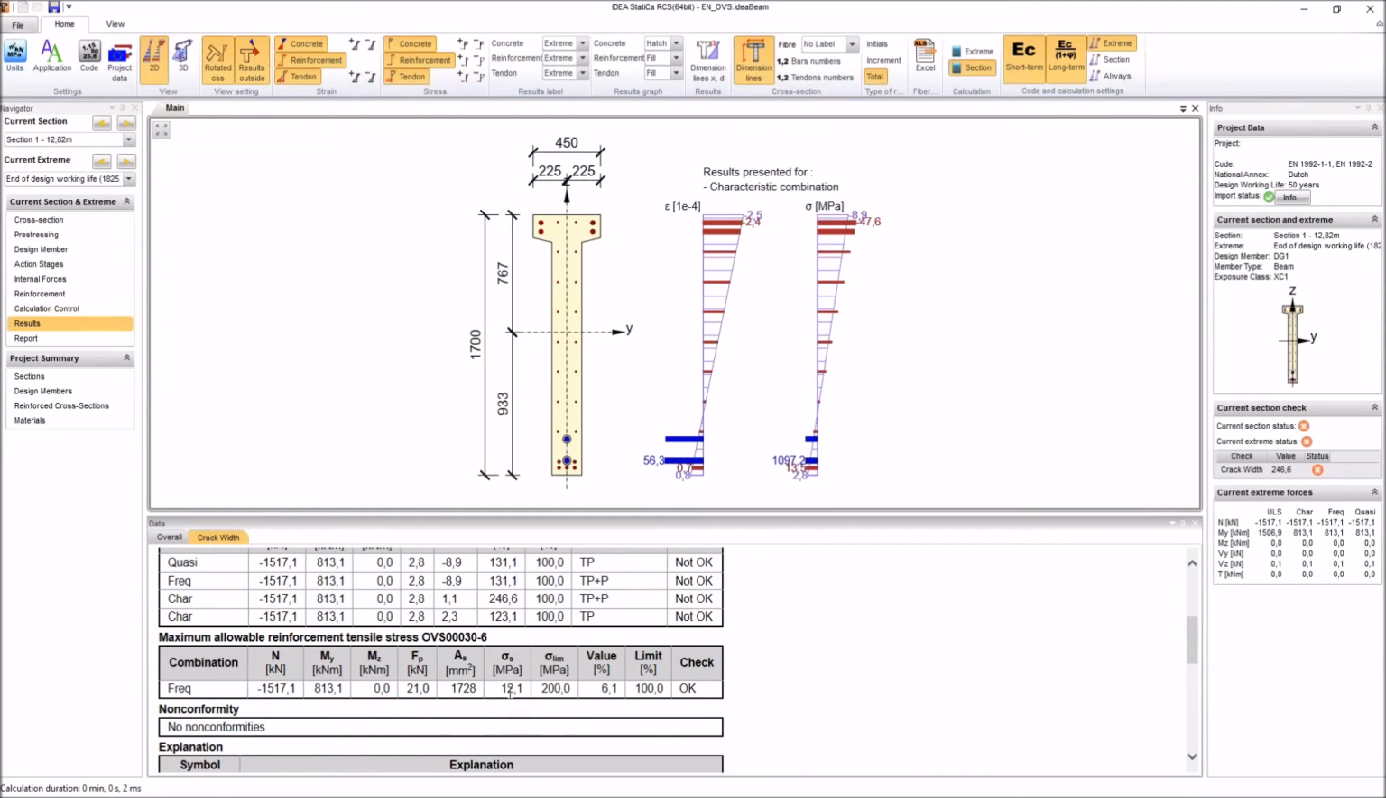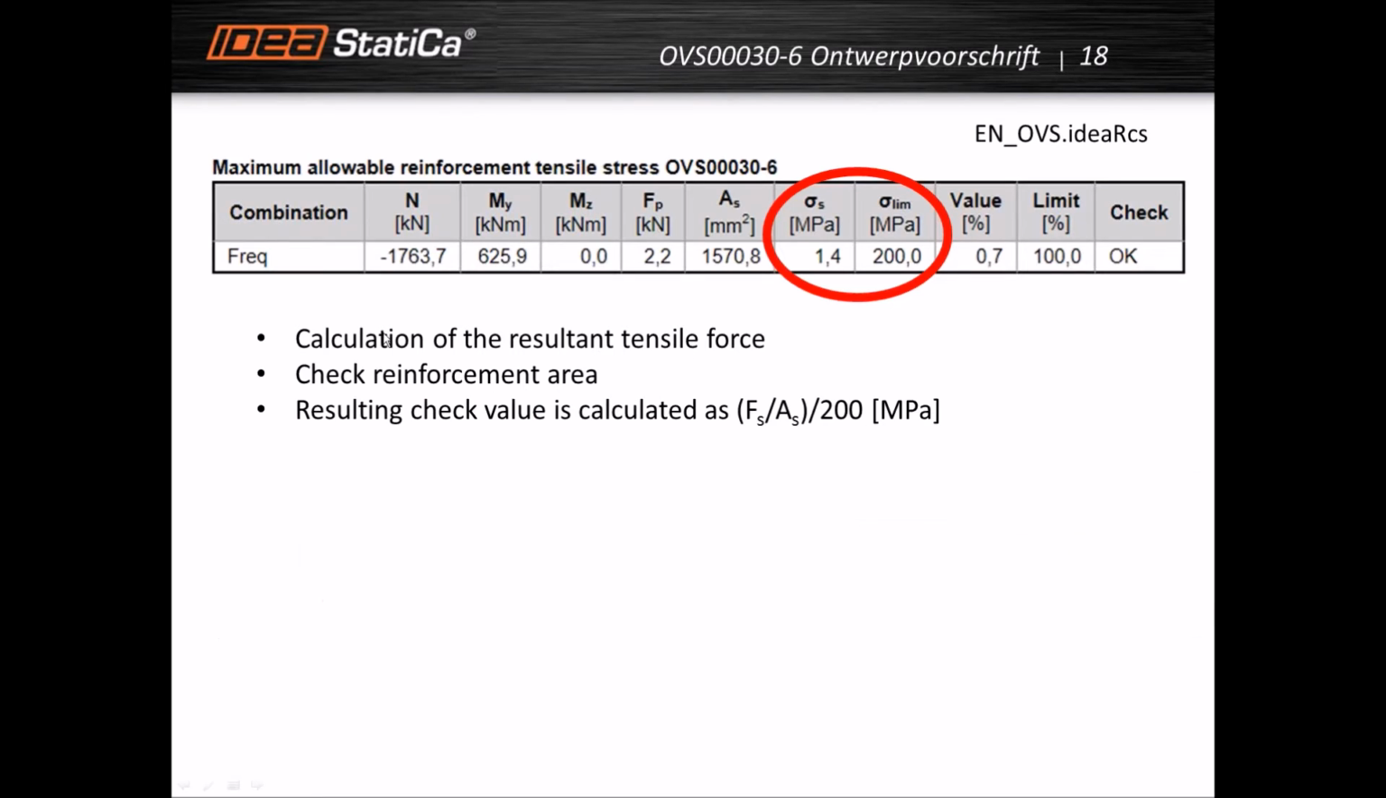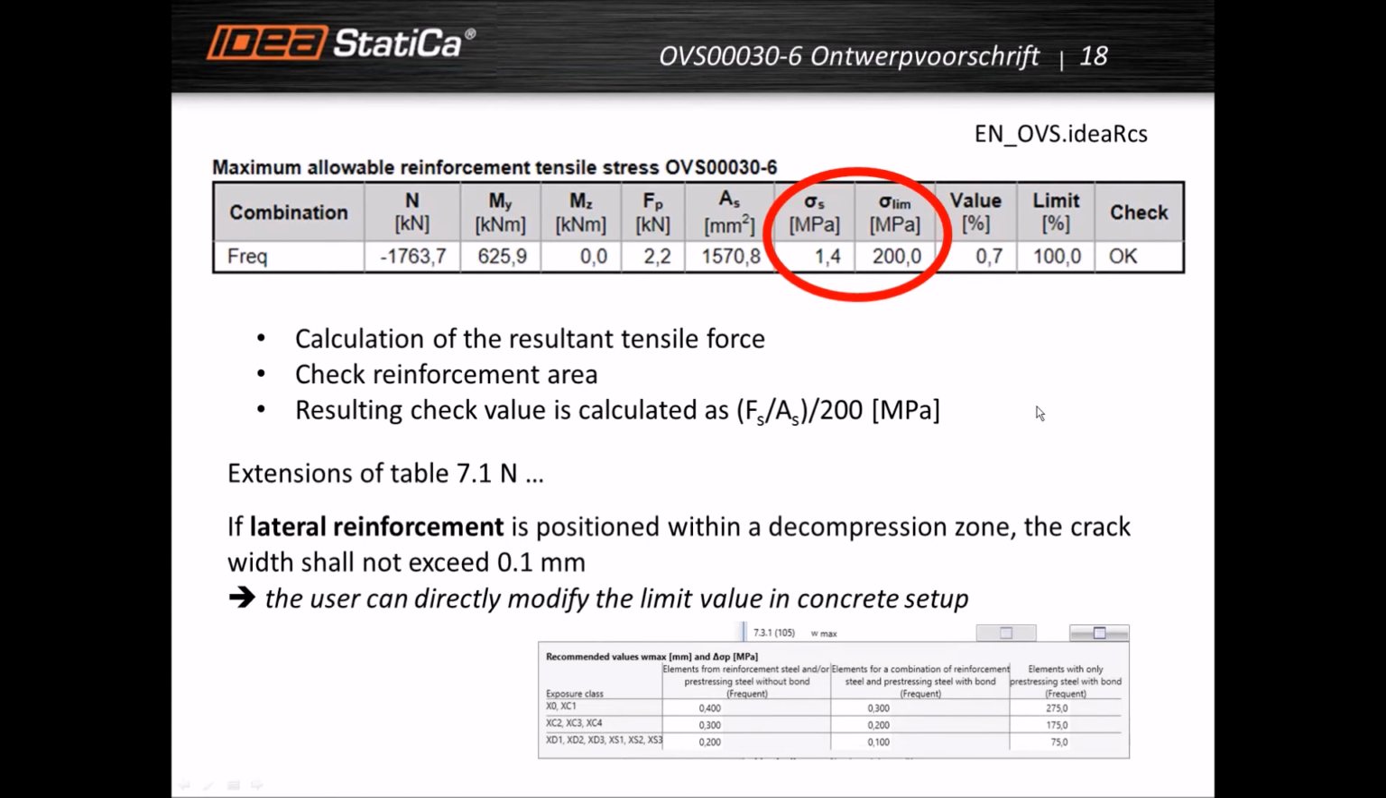And here you can see that it is 12.1 megapascals compared to 200 megapascals. The value is okay, only 6%, so the check is satisfactory. We can see it here, how we do it. We calculate the resultant tensile force in that tensile area or tension area, and then we check the area of existing reinforcement, of the reinforcement which had been defined in that area. And then we present the check value, which is calculated as the force over the area over 200 megapascals, which is actually the limit which I spoke about.